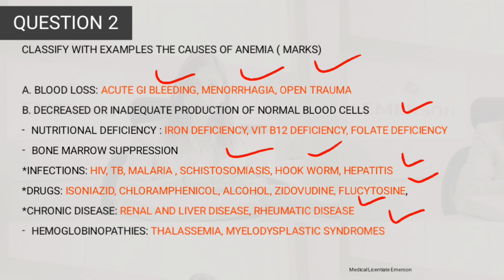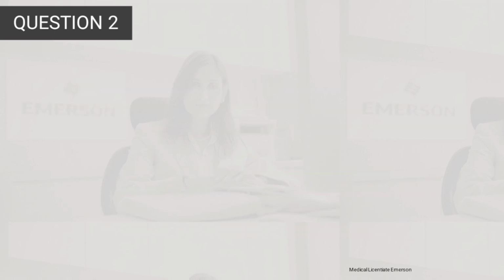We are done with bone marrow suppression on chronic disease. Then hemoglobinopathies, these are just other factors that can cause decreased or inadequate production of normal red blood cells. Then the last classification is excessive destruction of blood cells, where there is hemolysis.